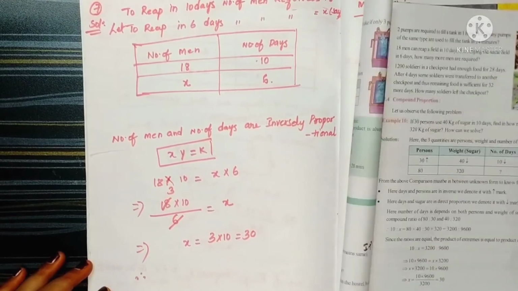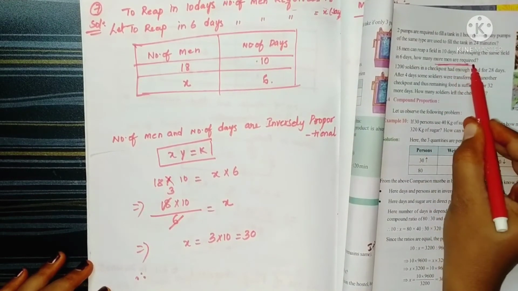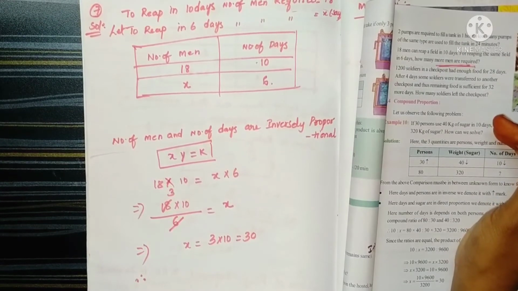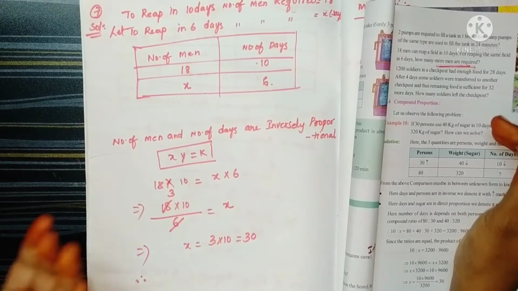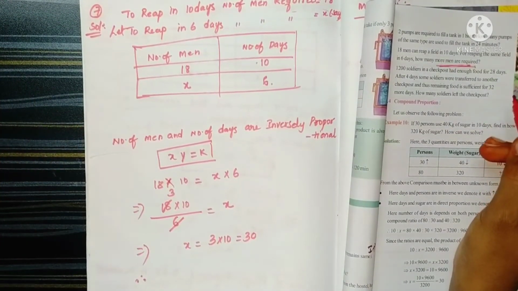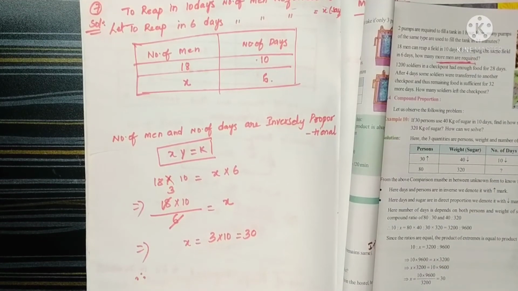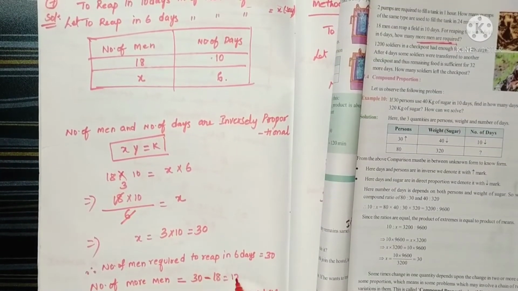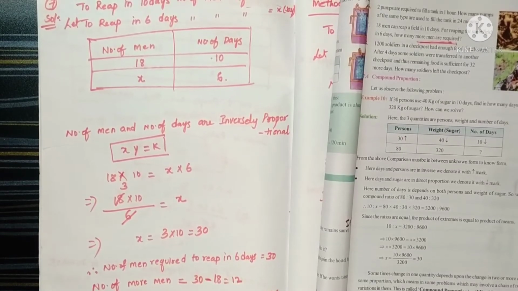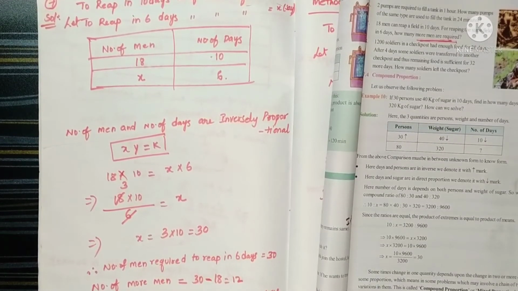Here our question is not completed. How many more men they are asking? How many not they are asking? How many more? So 30 members are required. First 18 men. And how many more? How many more means 30 minus 18. That is 12 members. మనకి ఎక్స్ట్రా ఇంకా ఎంత కావాలి ఉన్న 18కి? 12 members extra కావాలి. So number of more men means 30 minus already we have 18. So that is 12. So therefore 12 more men required to reap in 6 days. How many more men are required? So 12 more men are required.